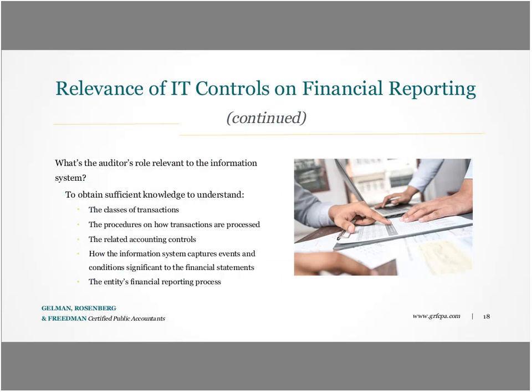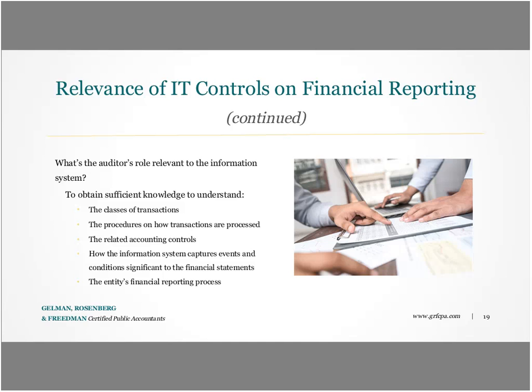Now, what the auditor should obtain is sufficient knowledge of the information system. And the reason for that is because we need to understand the classes of transactions that the entity operates, the most significant transactions that end up on the financial statements. We need to understand the procedures, again, whether they're automated or manual, by which those transactions are processed and, again, end up in the financial statements.